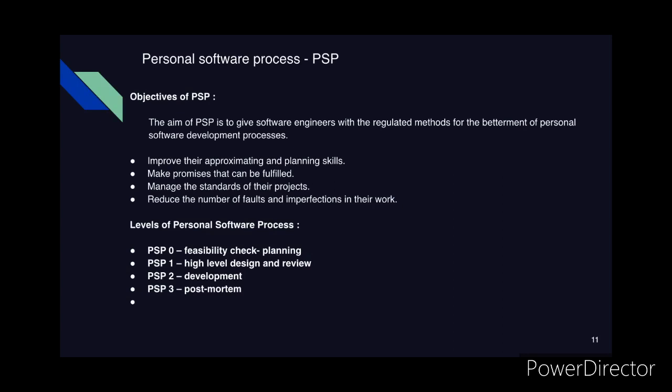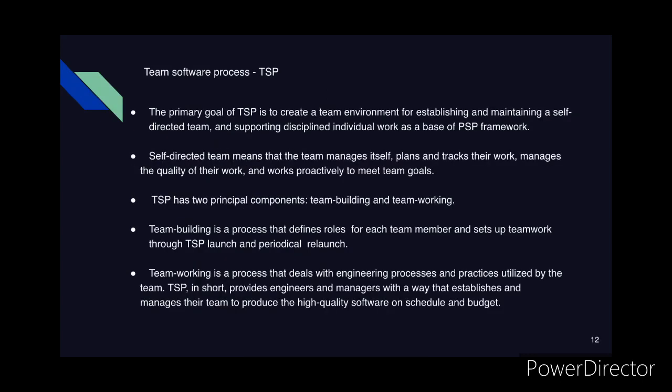Now the last one is the PSP 3 level, which is concerned with postmortem. In this level, personal process evolution is indicated. Personal process evolution means the measurements and metrics collected are used to determine the effectiveness of the process, and it is improved. All the measures and metrics which have been collected are analyzed and used for the betterment of the process.